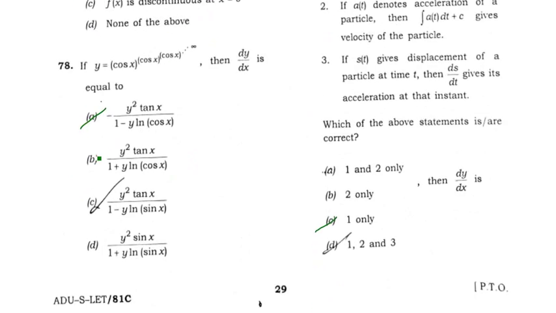If y equal to cos x power cos x power cos x, and it continues like that, then dy/dx is equal to, so the right option is minus y square tan x upon 1 minus y ln cos x. So the right option will be A.